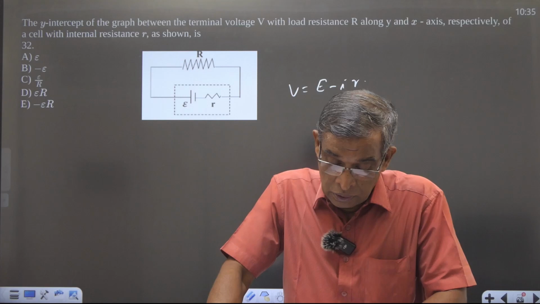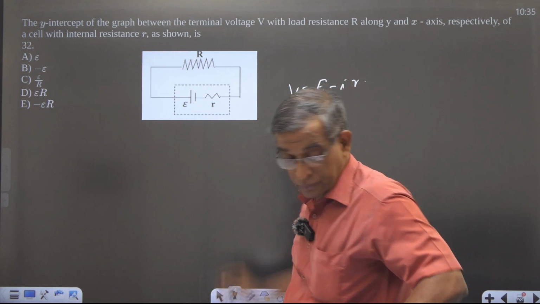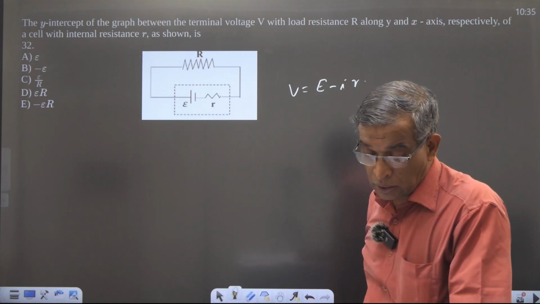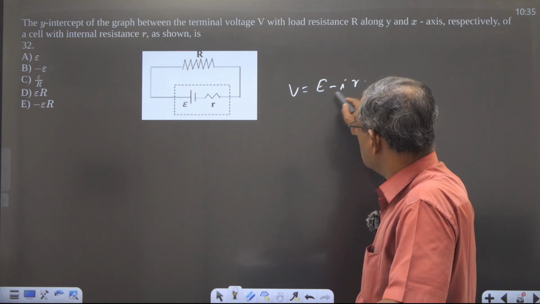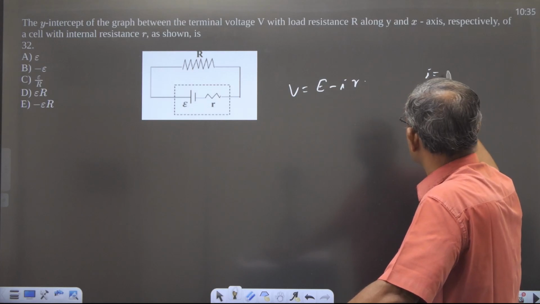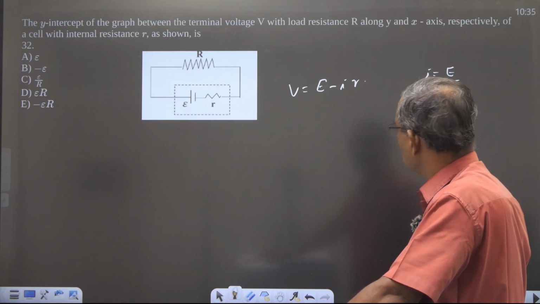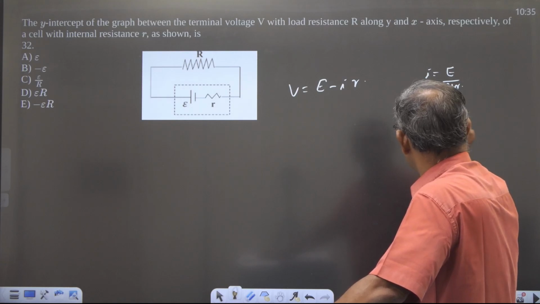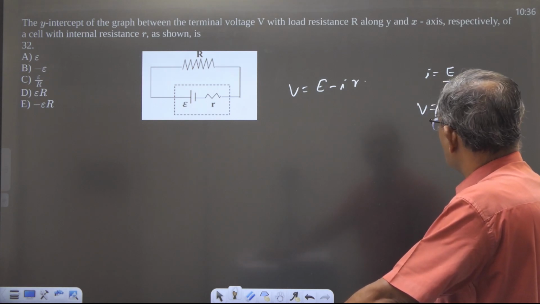We are going to draw a graph connecting the y-intercept of the graph between terminal PD V and the load resistance R, as the cell with internal resistance r is shown in the figure. Now, this is the equation, where what is I? I is equal to E by R plus r. So V is equal to E by (R plus r) into R.